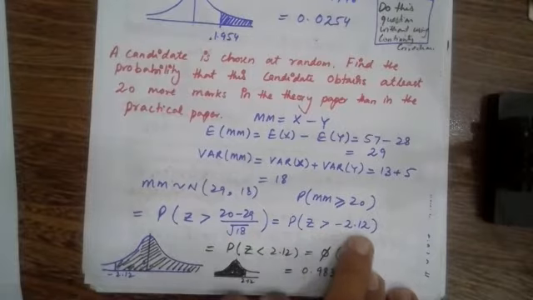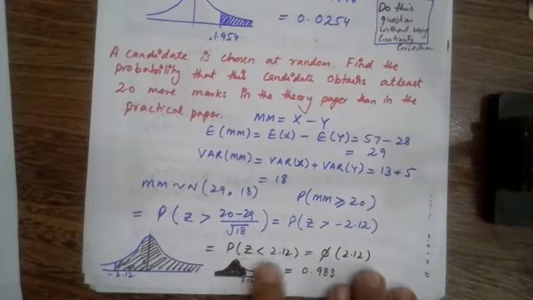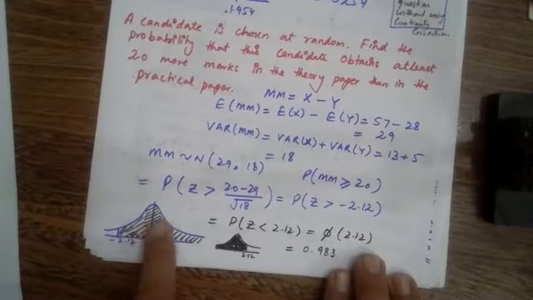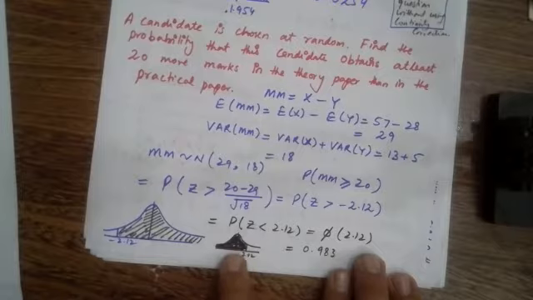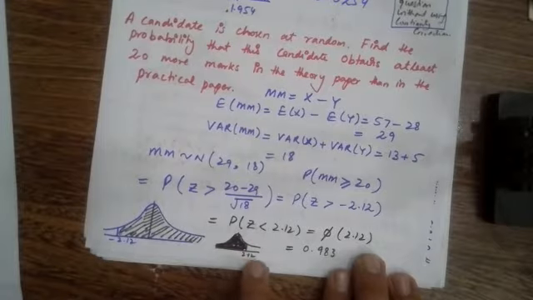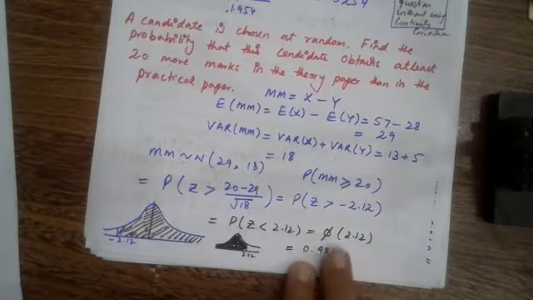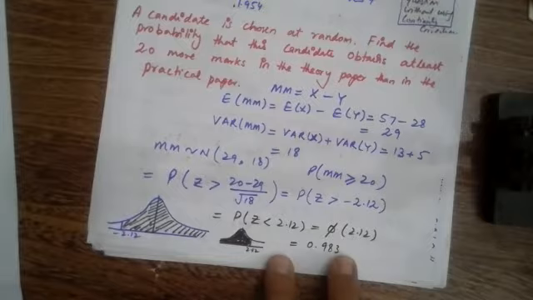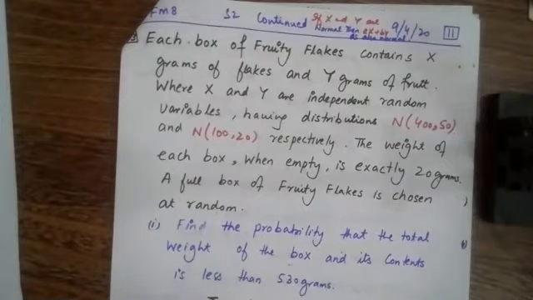Probability Z greater than minus 2.12. When you draw the normal distribution curve, it's minus 2.12 over here. By symmetry, it is equal to this black area, which is also phi of 2.12. Then you just put phi of 2.12 over here, because this area is equal to this one, and then you can use the table to calculate this value. In this way, you will be able to calculate the probability.